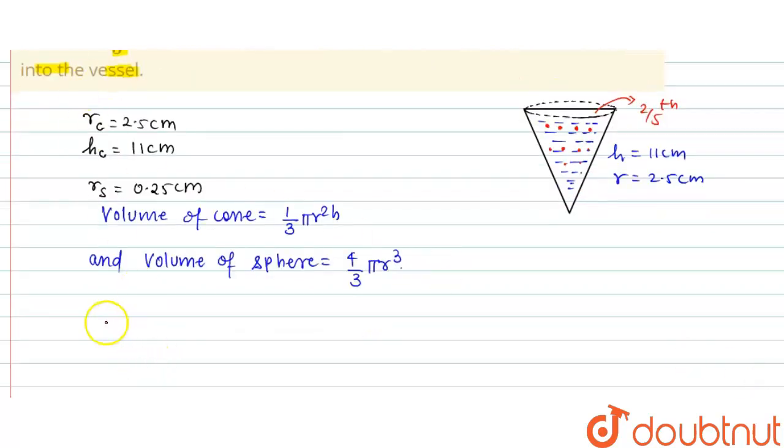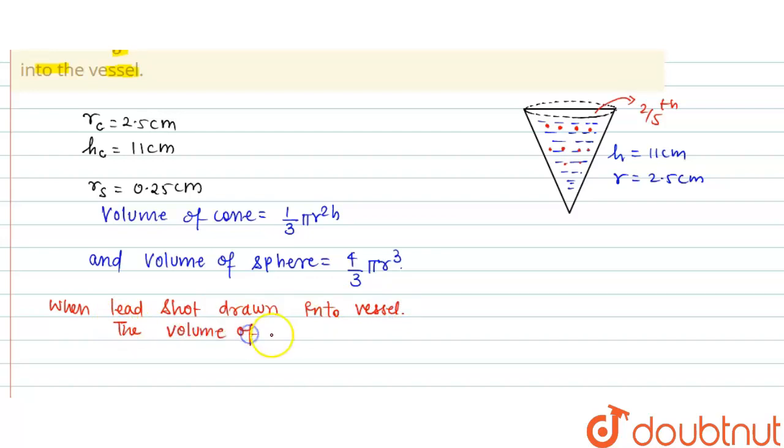So you can write here: when lead shots are dropped into the vessel, the volume of remaining water is equal to 1 minus 2/5 into the volume of the vessel.